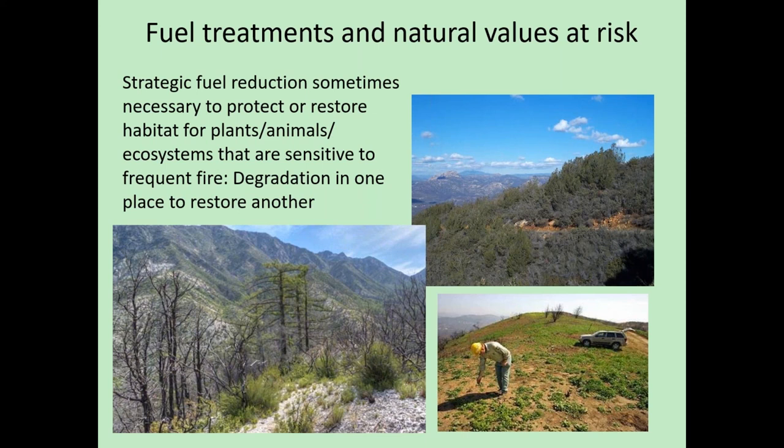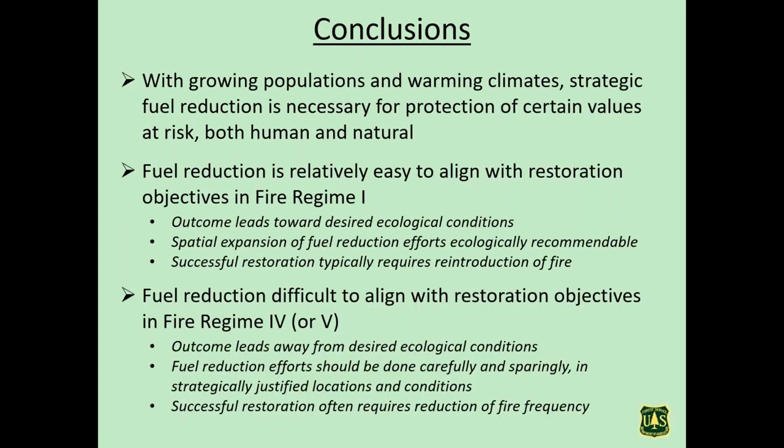There are a lot of other places, natural habitats, ecosystems, plant and animal habitat that are very sensitive to frequent fire. The only way you'll protect them basically is prevention efforts and strategic placement of treatments. So basically, I'm pretty much done here. I made this whole spiel. You can't really easily align fuels treatment with restoration in the kind of ecosystems we're managing in the lowlands here. But I want to make a couple of points, real importantly.